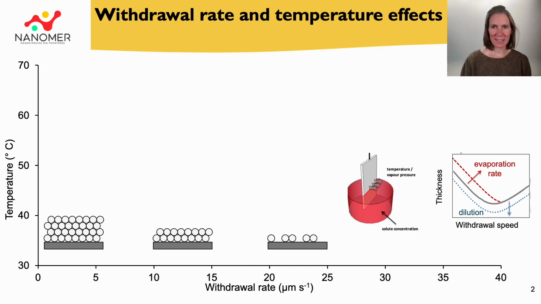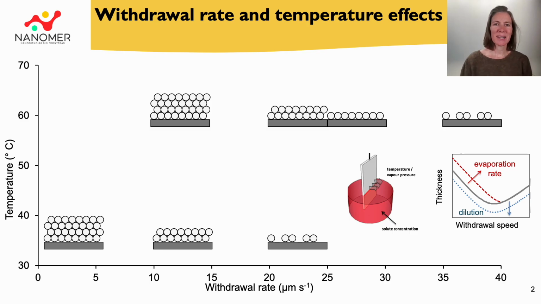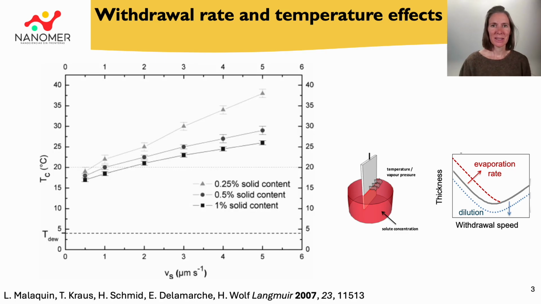Now if we increase the temperature, what might we expect? We would expect that we would have thicker films at faster withdrawal rates. So there's this play between the withdrawal rate at which we withdraw our substrate and the temperature of our ambient environment. To quantify this, these authors looked at changing the withdrawal speed as a function of temperature, and they show that there is indeed this relationship between thicker films as we increase the temperature.